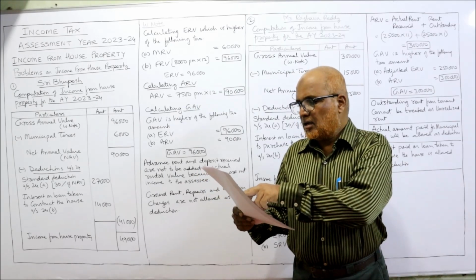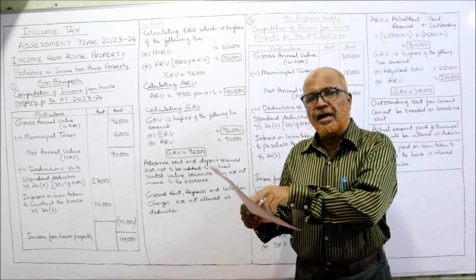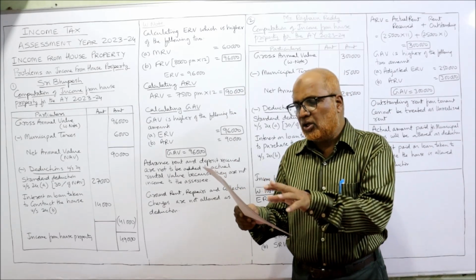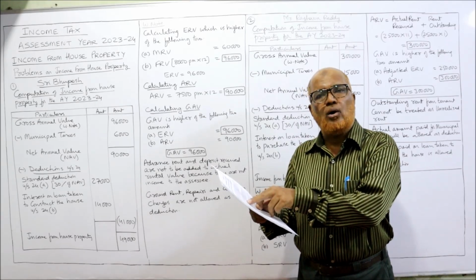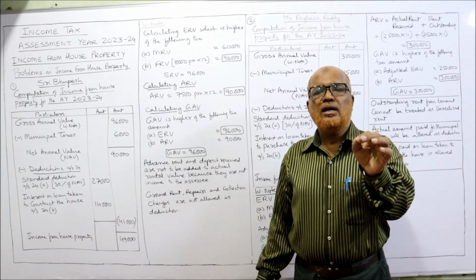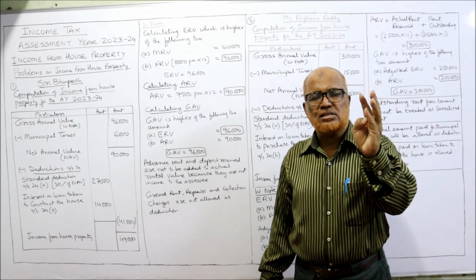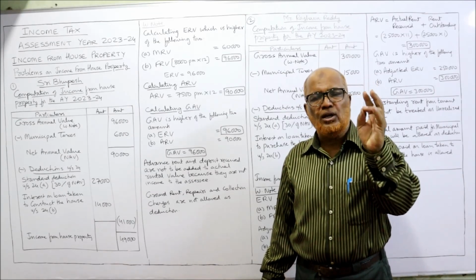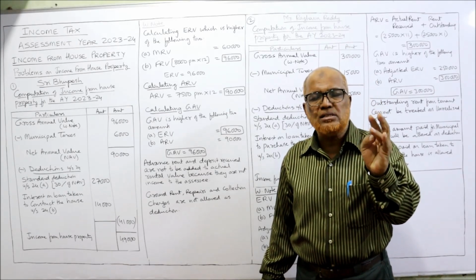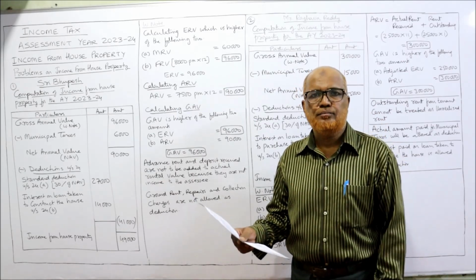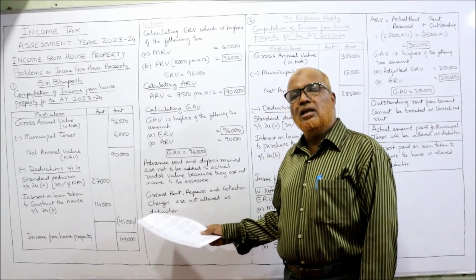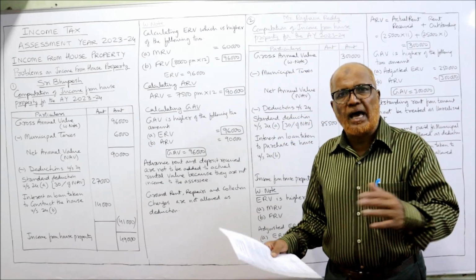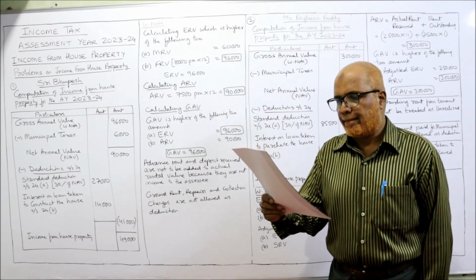Right? Other expenses, repair, ignore. Insurance, ignore. And interest on loan taken to purchase the house, allowed. Interest on loan taken to purchase the house, construct the house, repair the house, renovate the house, or reconstruct the house will be allowed. So in the previous problem it was loan taken to construct. Now here the loan taken to purchase, allowed under section 24B.